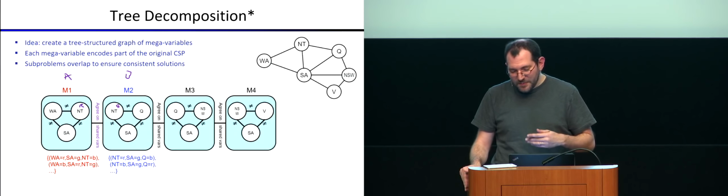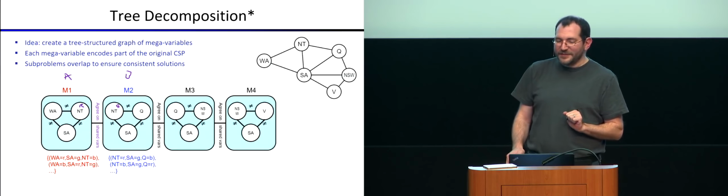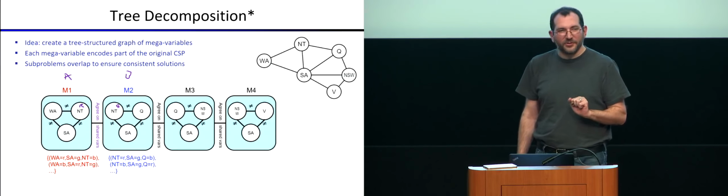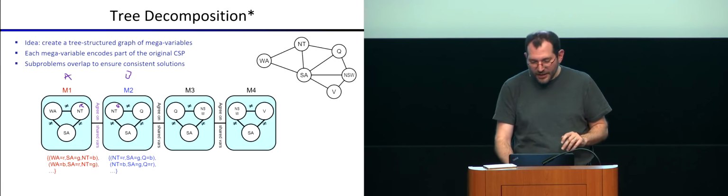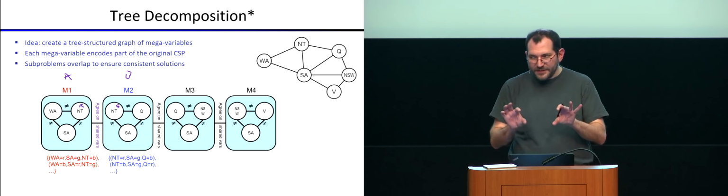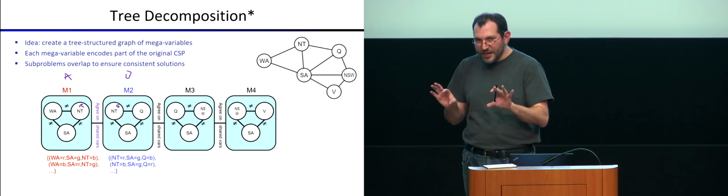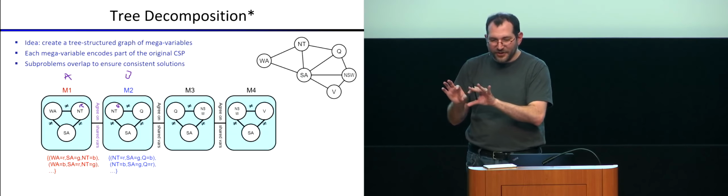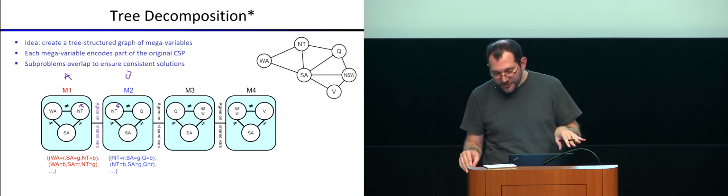I more or less implied that this mega graph is now going to be a tree, but it's only going to be a tree if you set it up right. And we're not going to talk about the exact details. There's a property the pieces have to have so that it will be a tree and that consistency is actually guaranteed. And it's called the running intersection property.